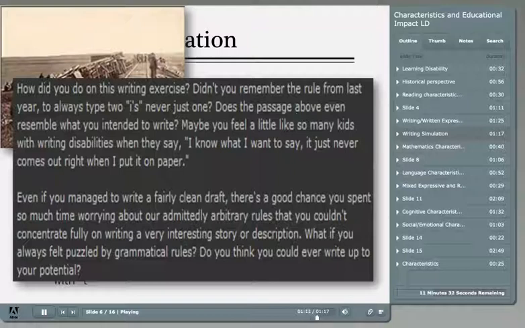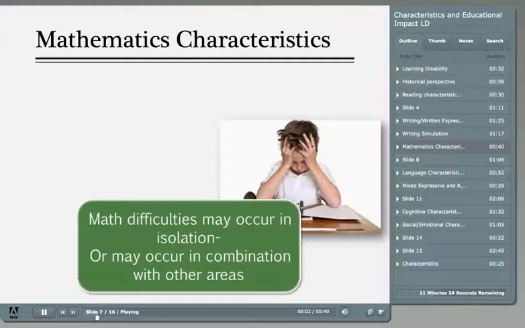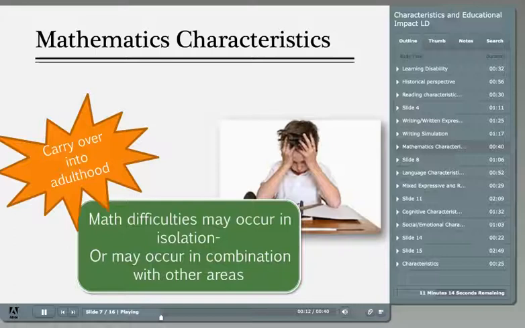How did you do? Does the passage resemble what you intended it to? Math difficulties may occur as an isolated issue, or they can occur in combination with other areas such as reading or writing. It is important to note that these difficulties carry over into adulthood.